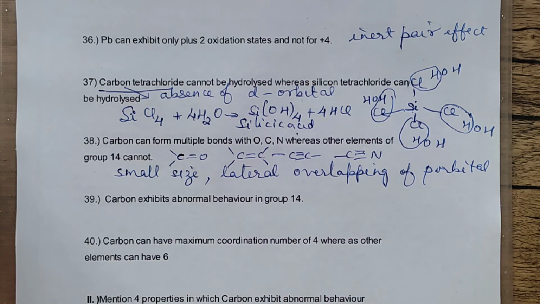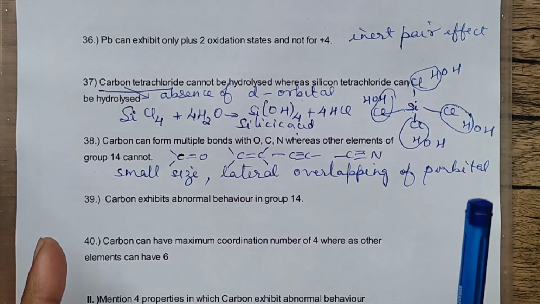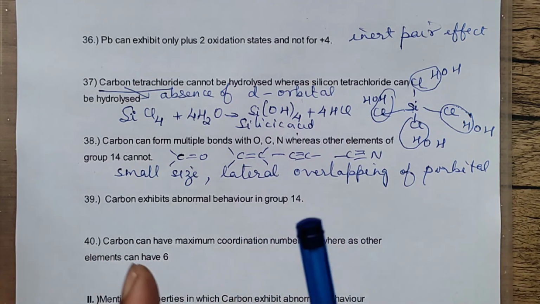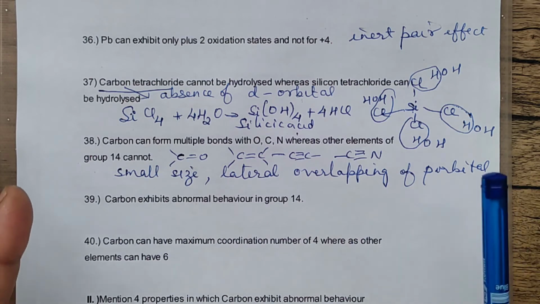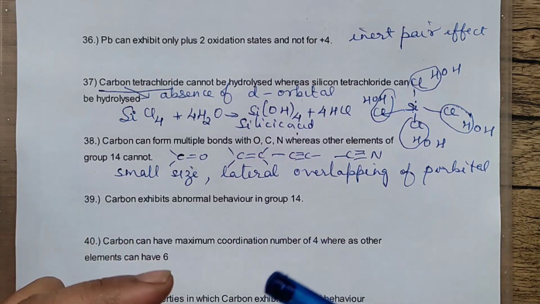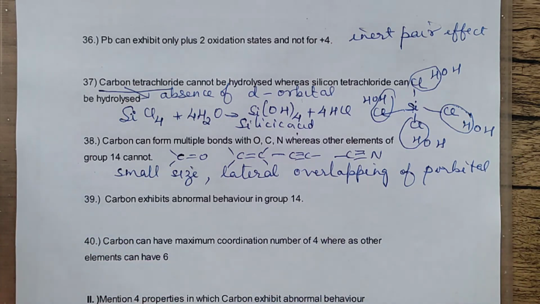Lateral overlapping of the p orbital is possible in carbon, whereas when the size of the atom increases, like in silicon, germanium and all that, the lateral overlapping is not possible, because when the size is big, the p orbitals will be far away. So even if they bend for lateral overlapping, the overlapping will not be effective. Yes. Carbon exhibits abnormal behavior in group 14.